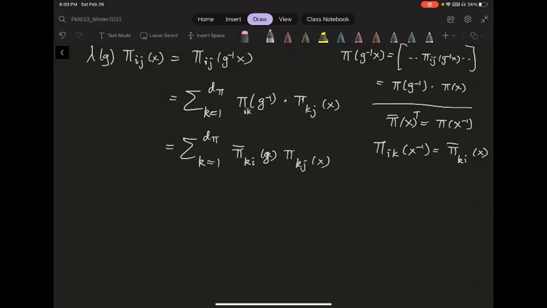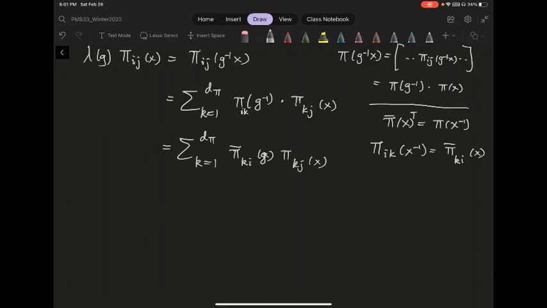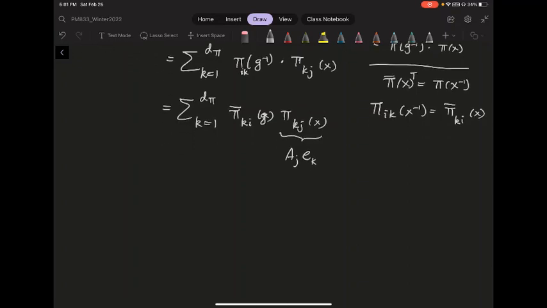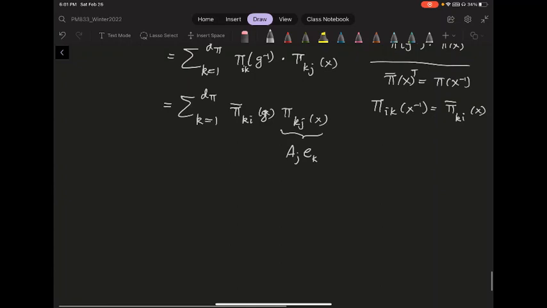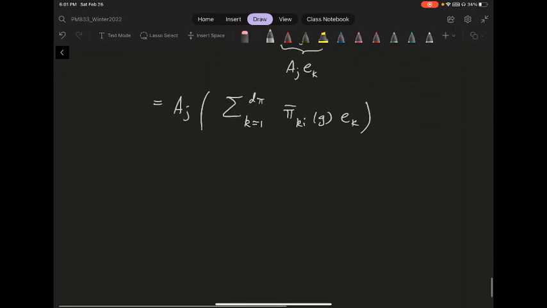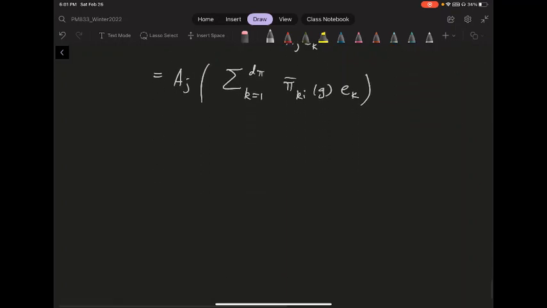Okay, let me just write it this way. So what this really looks like is aj of the kth basic vector ek. This pi bar ki is just a scalar. So I can move the aj out because it's a linear operator. So this is aj applied to the sum, k going from 1 to d pi, of pi bar ki evaluated on g, and then I multiply by the kth unit vector. Okay, so what exactly is the pi bar?